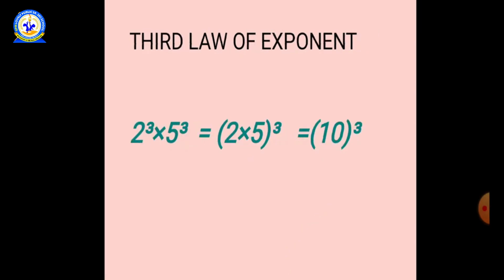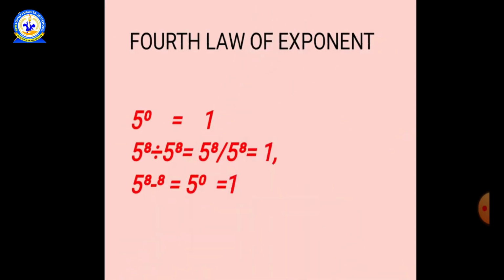Next is the third law of exponent. In this, a raised to the power m multiplied by b raised to the power m, that is equals to a multiplied by b, raised to the power m. Now let us see the example. 2 raised to the power 3 multiplied by 5 raised to the power 3. In this case, powers are same but bases are different in multiplication. So I can write the bases in the bracket, 2 multiplied by 5, and put the power out of the bracket, and that is equals to 10 raised to the power 3.